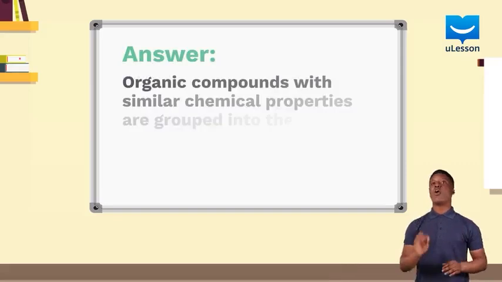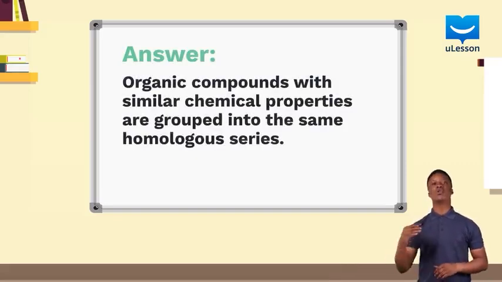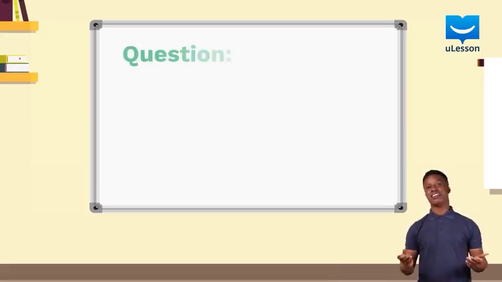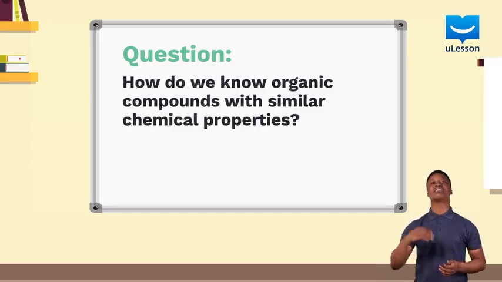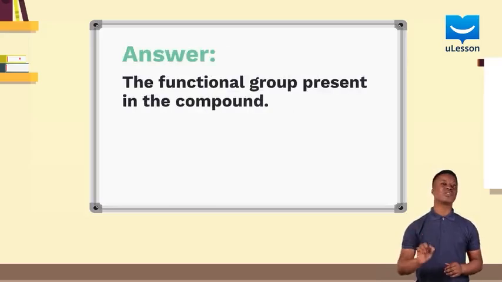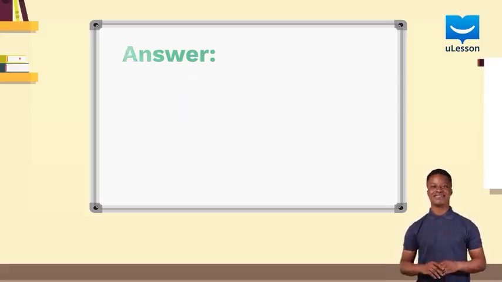Simply put, organic compounds with similar chemical properties are grouped into the same homologous series. Another question arises. How do we know organic compounds with similar chemical properties? This is also simple. We know this from the functional group present in the compound. It appears as though I just keep mentioning strange words, but just stay with me, alright?